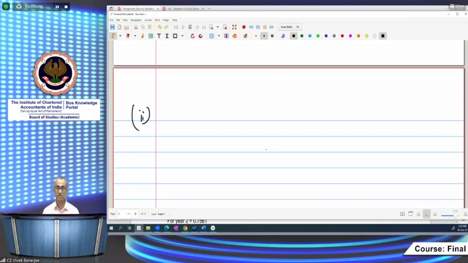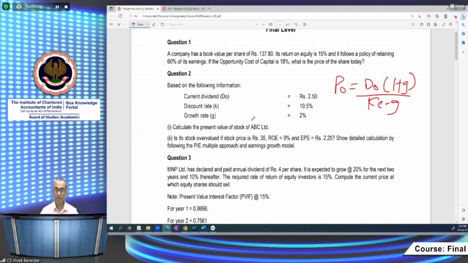Okay, now first read the question. It is given that: is the stock overvalued if the stock price is 35, ROE is 9%, and EPS is 2.25? Show detailed calculation by following the price earning multiple approach and earning growth model.